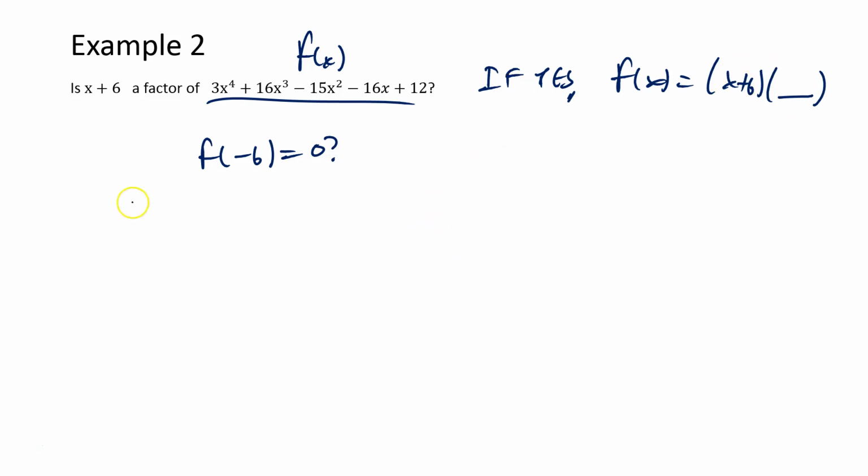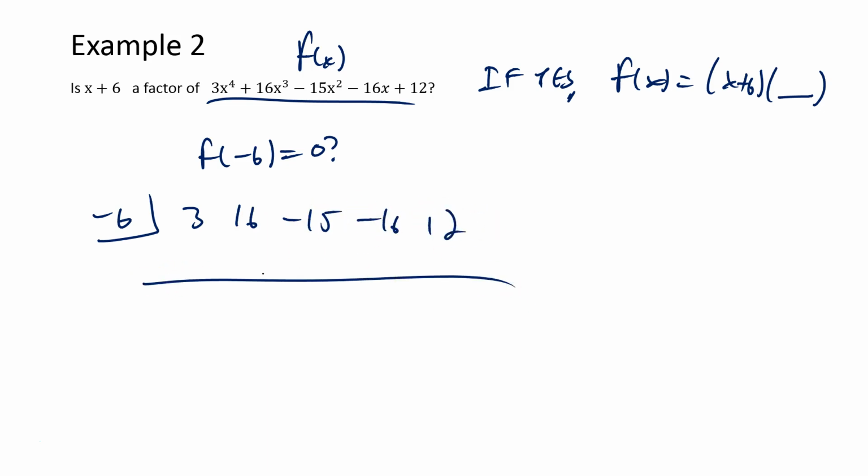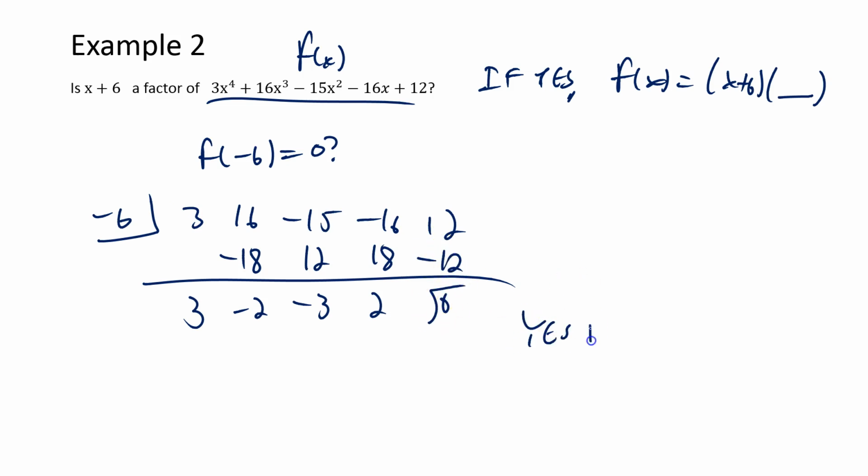So I'm just going to throw negative 6 into some synthetic substitution, and we'll see what happens. We need coefficients 3, 16, negative 15, negative 16, and 12. 3 comes down, negative 18, negative 2 times negative 6 is 12. Negative 3 times negative 6 is positive 18. Minus 16 is 2, times negative 6 is negative 12. Yeah, gives me a remainder of 0, so yes, because f of negative 6 equals 0. That's an if and only if. That works only if x plus 6 is a factor.